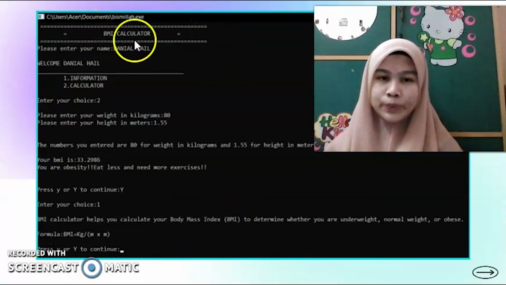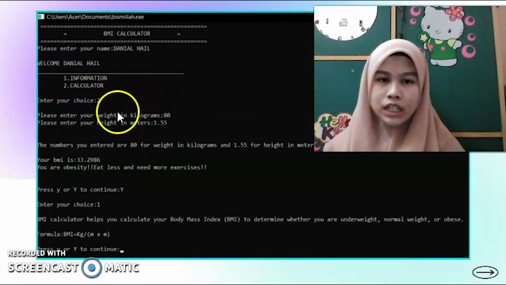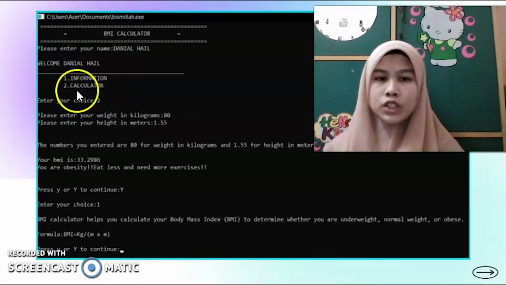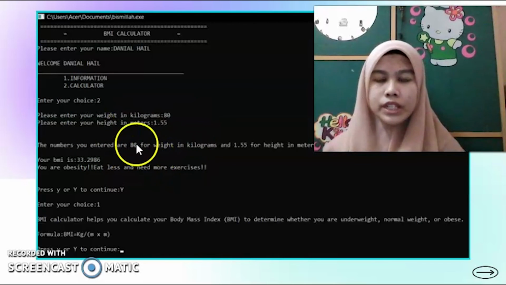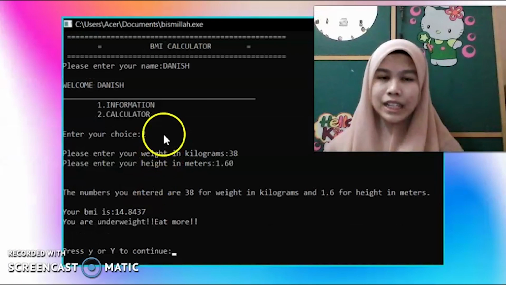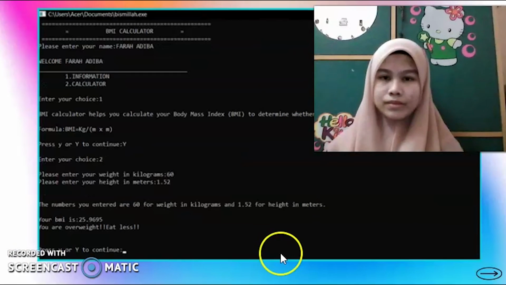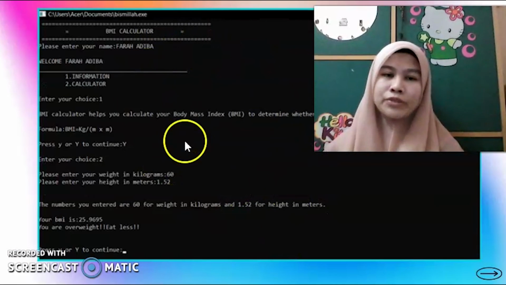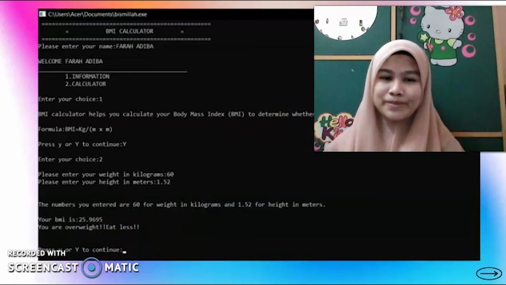For situation 2, it's just the same as situation 1. But here, the user chooses option 2 first, and then presses Y to continue the system and choose another option, which is 1. Third situation, where the user chooses only one option, and then it ends the system. And lastly, situation 4. It's just the same as situation 1 and situation 2.